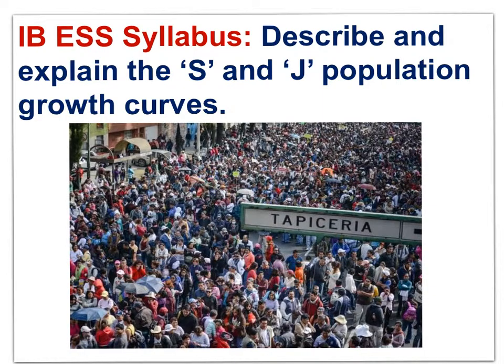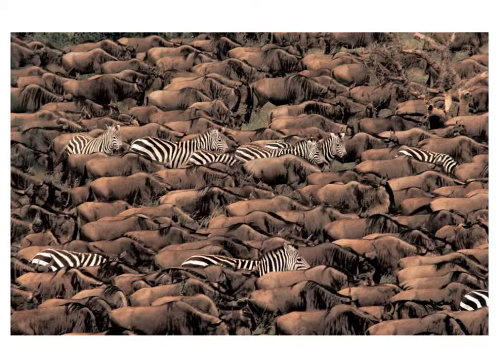Here is the relevant IB syllabus statement. Describe and explain the S and J population growth curves. As humans, we tend to favor thinking about humans, especially when we're studying populations. I want to encourage you to be applying all of the population concepts to populations other than humans.